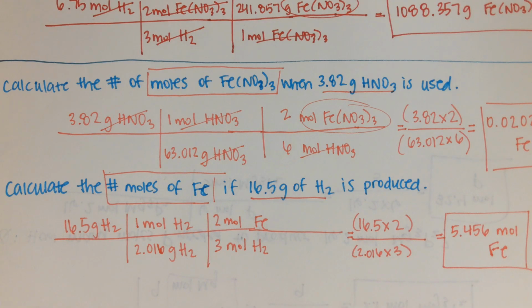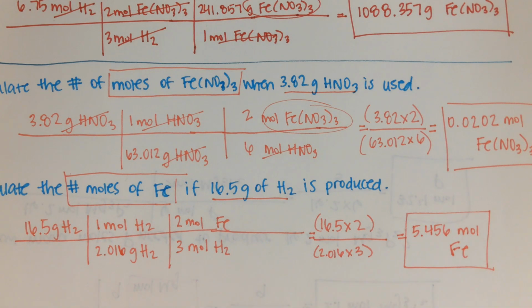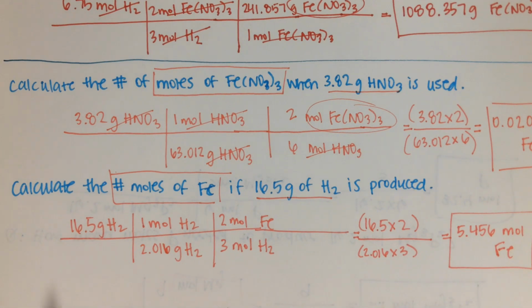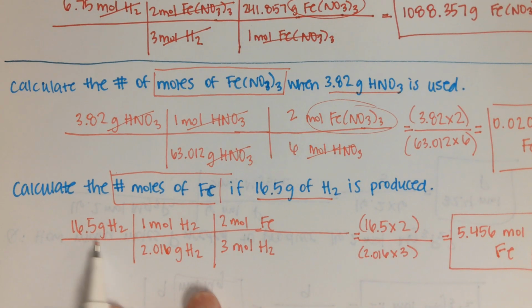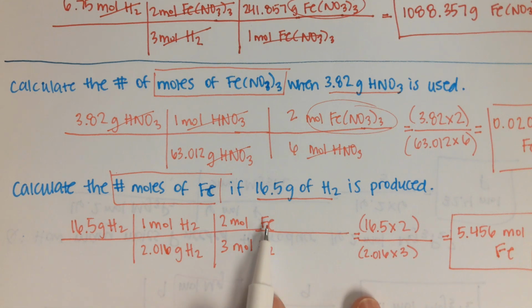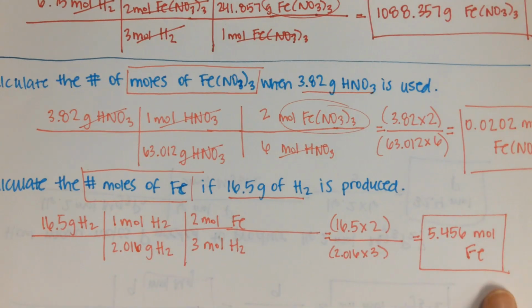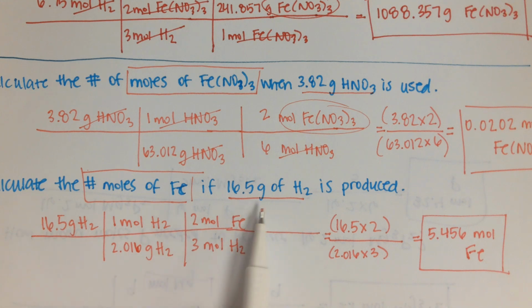Okay, you should have gotten as your final answer 5.456 moles of iron. So you start with the mass of H2, you use the molar mass of H2, so 2 hydrogens per 1 mole, and then you carry the mole down here, and then we're trying to find a mole ratio according to our equation here, 2 iron, 3 H2, and then when you calculate, you should get this final answer. Again, I would multiply across, multiply the bottom, top divided by bottom.